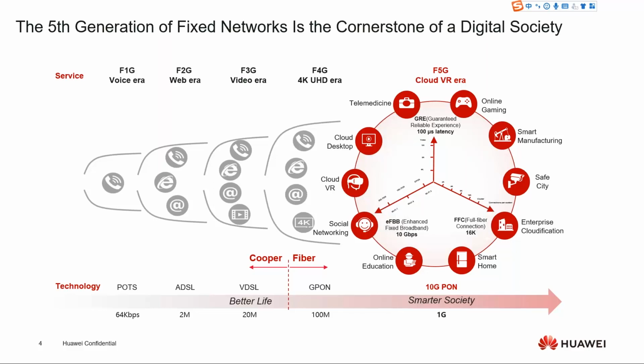Definitely, full fiber network is the cornerstone of digital society and the dream for all of us. As everyone knows, FBB makes our life better, and we believe F5G will make the society smarter. During this special time, we have to work, study, and live at home. Actually, this is a microcosm of digital society and can be used as a reference for future life.